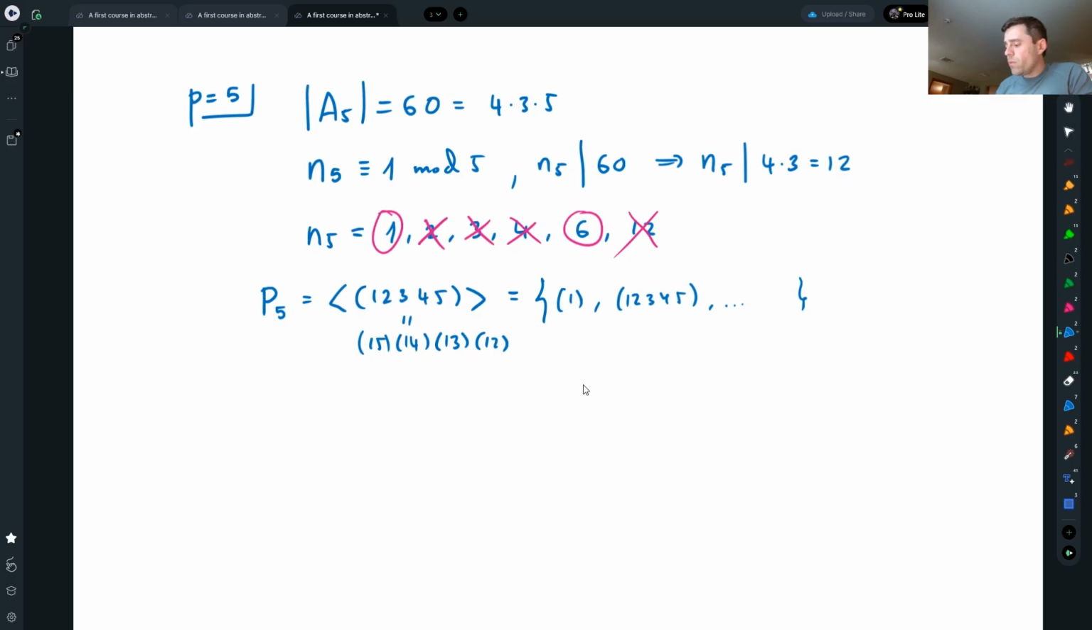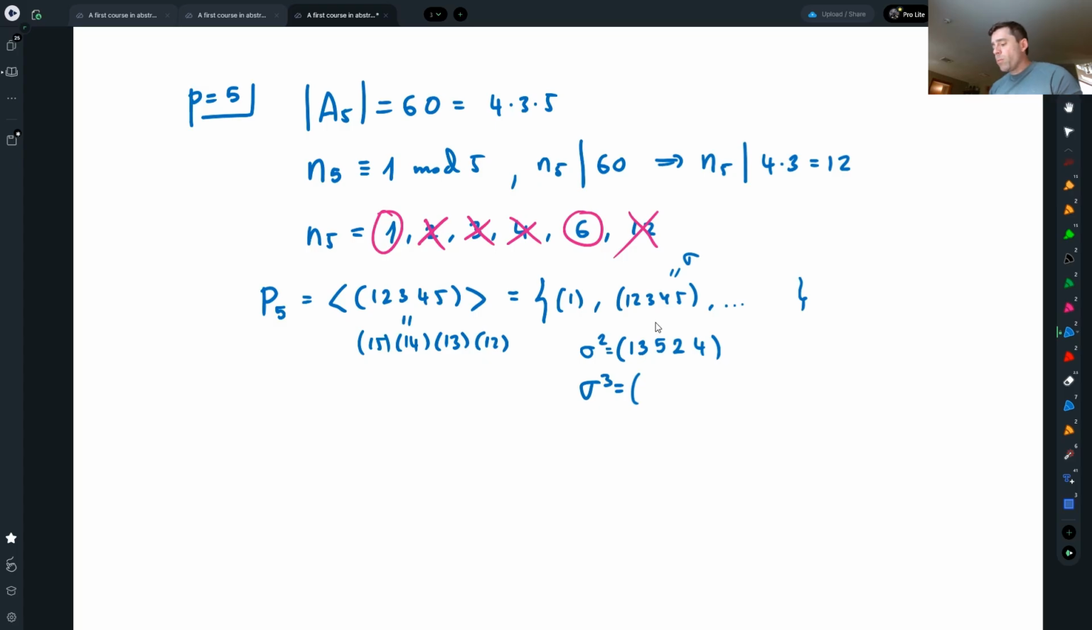If I do (1 2 3 4 5) twice, what I'm going to get is 1 goes to 2 and then to 3, so 1 goes to 3. 2 goes to 3 and then to 4, 3 goes to 4 and then to 5, so 3 goes to 5. If this is sigma squared, 5 goes to 1 and then to 2, so 5 goes to 2. And then 2 goes to 3 and 3 goes to 4, so 2 goes to 4. So that's the square.